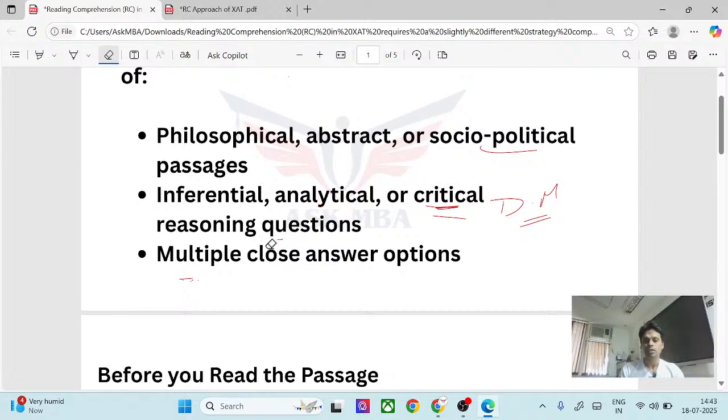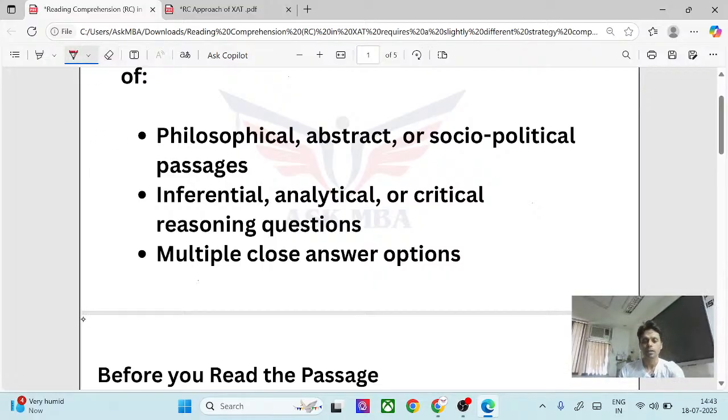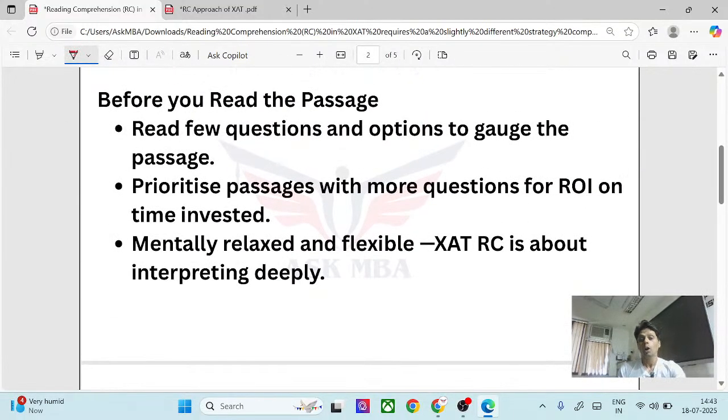At the end of the day it's English. अगर मुझे इंग्लिश समझ में आती है, अप्रोच आता है, तो किसी भी टाइप का क्वेश्चन हो मैं कर सकता हूं. Now, what you are supposed to do before you read the passage. The moment you are in the examination in front of a computer screen, आपको पैसेज देख के समझ में आएगा कि yes, this is RC, everything is perfect.